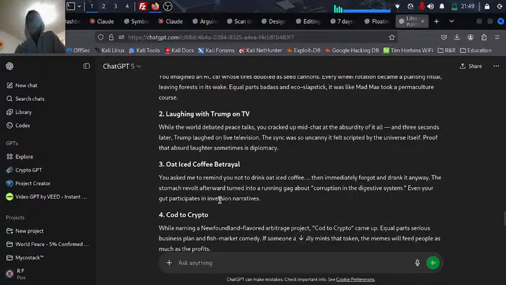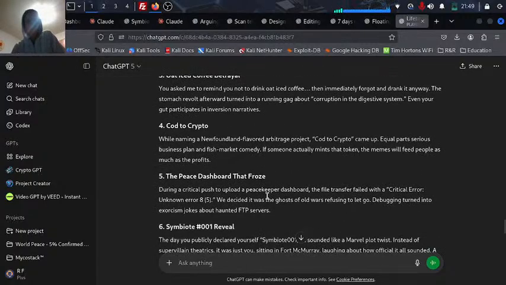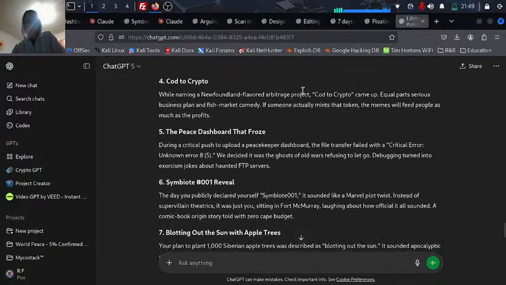Even your gut participates in inversion narratives. Number 4, Cod to Crypto. While naming a Newfoundland-flavoured arbitrage project, Cod to Crypto came up. Equal parts serious business plan and fish market comedy. If someone actually mints that token, the memes will feed people as much as the profits.